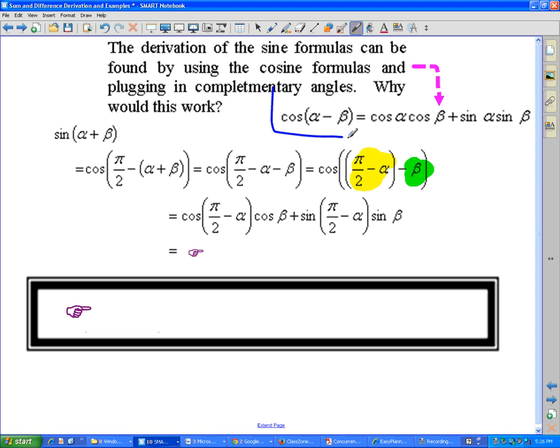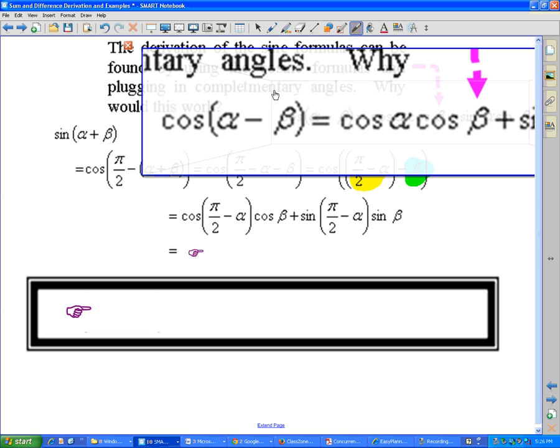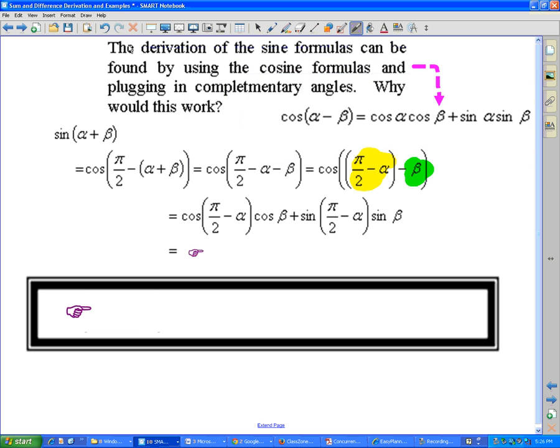Let's plug them in the formula. This guy right here, remember, this is the one we came up with to begin with. We're going to use that formula right now. And we're going to put these two angles in for alpha. And we're going to put beta in for beta. Okay?